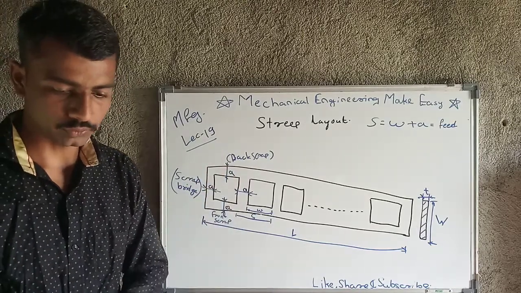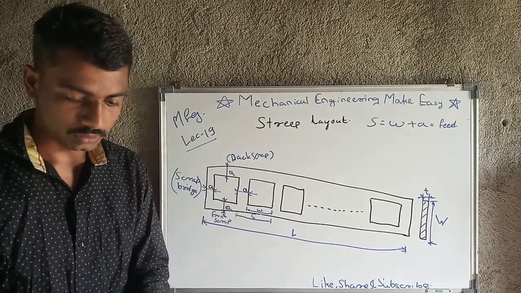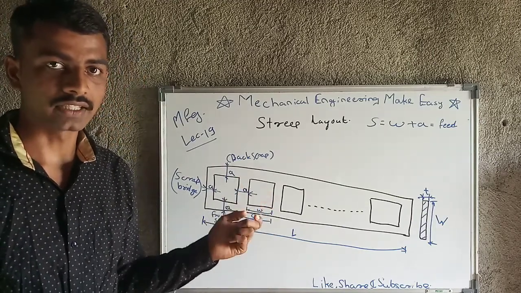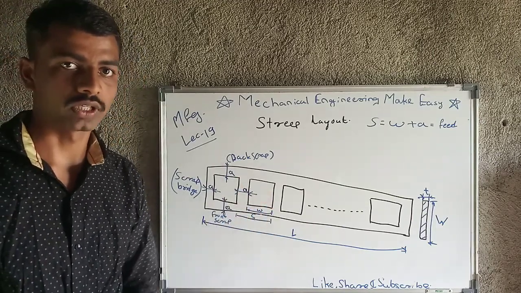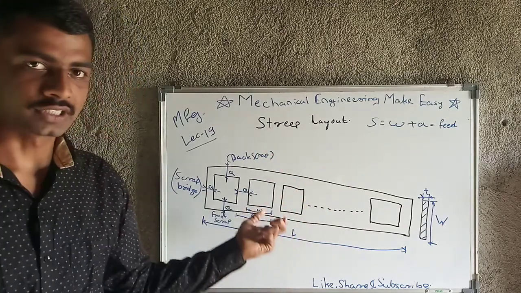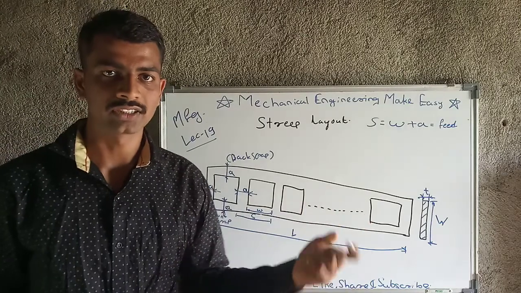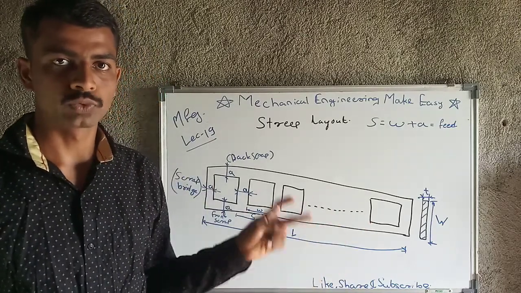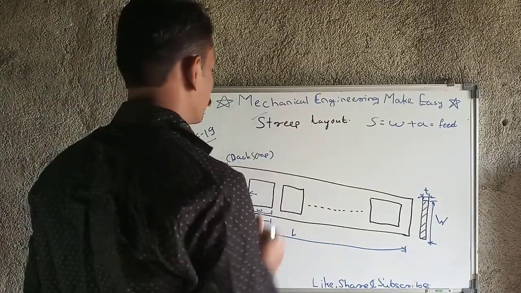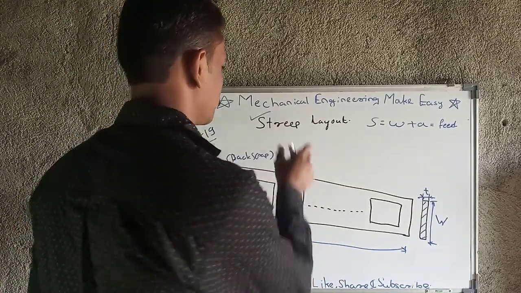In the previous lecture we covered sheet metal operations like punching, blanking, piercing, etc. In today's lecture we will look at the strip layout, and after that the concept of deep drawing. So these two concepts we are going to cover in today's lecture. So let's move. The first concept is strip layout.